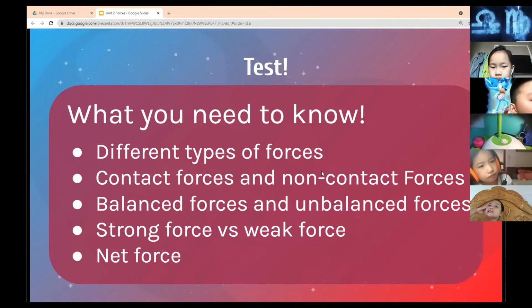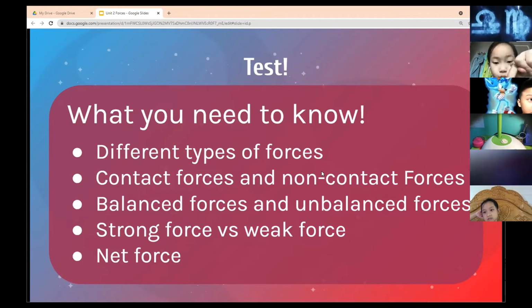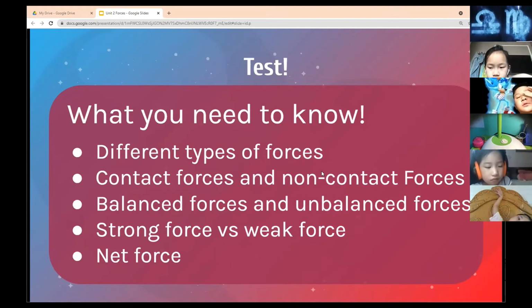So we're gonna spend the next 2 days, at least, probably Tuesday and Wednesday, reviewing for your test. You guys will then take your test, okay? So the next few days is to get ready for your test. So make sure you guys come to class ready. We'll be playing games, we'll be taking quizzes, and we're gonna make sure you guys are ready for your test, okay?